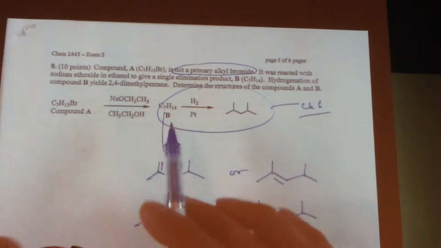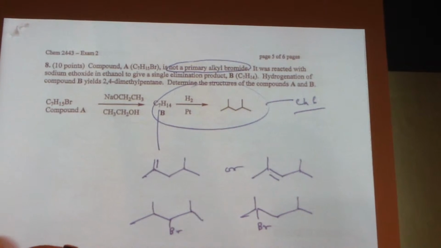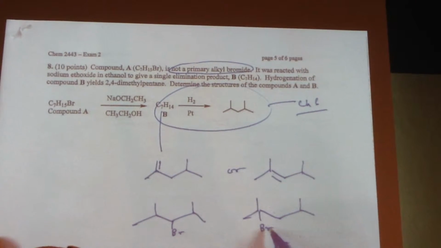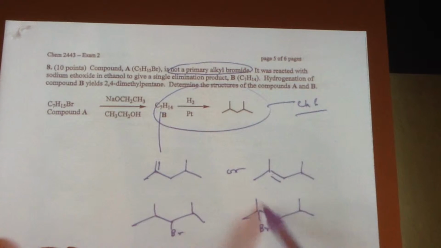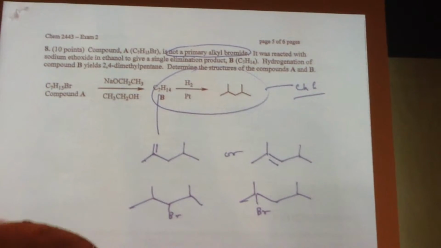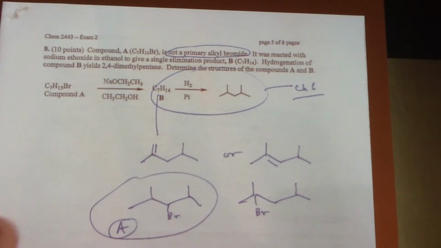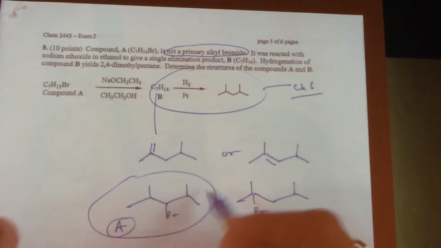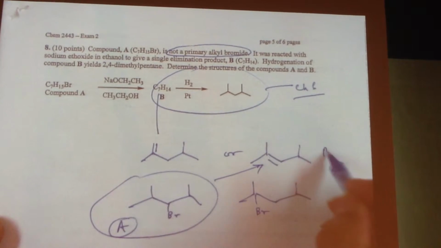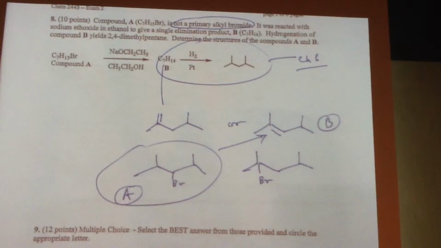Now, it's also telling you a single elimination product is formed. The single elimination product rules out this one because this would give you a double bond here and a double bond here. This is the only one that can give you a single elimination product. So this is A, and therefore B is this one. That gives you the final product.